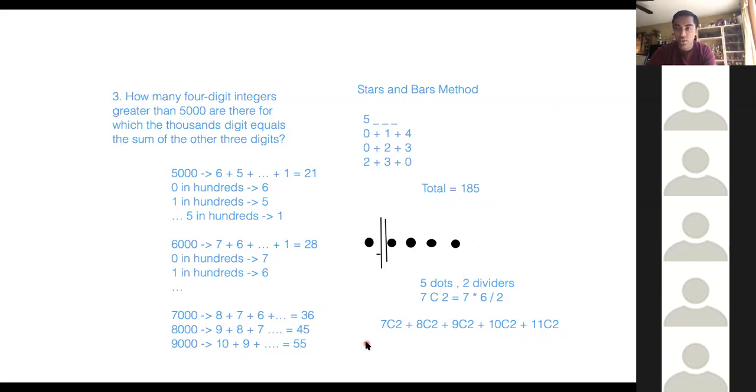Does anyone know of a potentially easier way of adding these up? 7 choose 2, 8 choose 2, up to 11 choose 2. Any ideas? Okay, so there's something called the hockey stick identity.